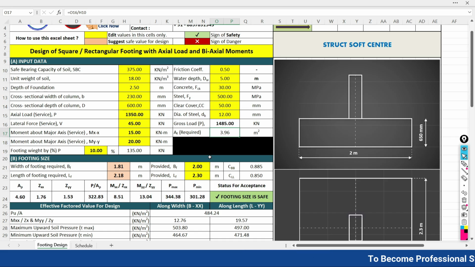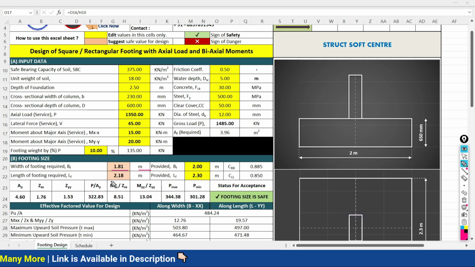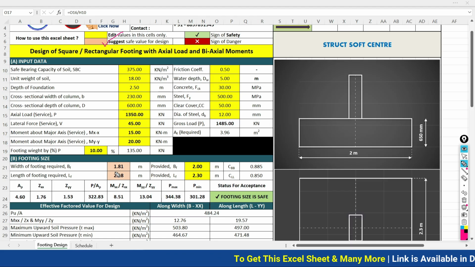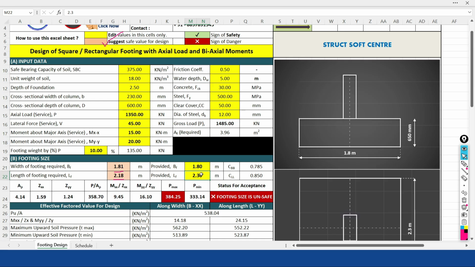We don't need to focus on all of these things. We just have to look at what size of the footing is required. So the width of the footing required is 1.81 meter, and the length of the footing required is 2.18 meter. But this orange color cell will suggest the safe value. It is suggesting what width and what length of the footing should be considered. So 1.81, I will try to take it as 1.8, and I will try to take it as 2.2. So what is happening?